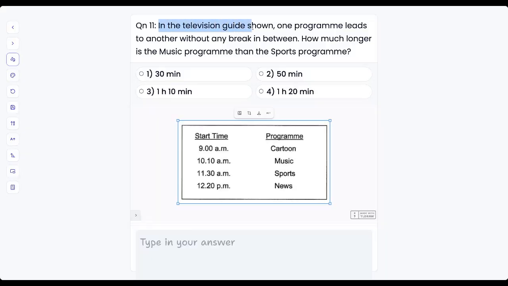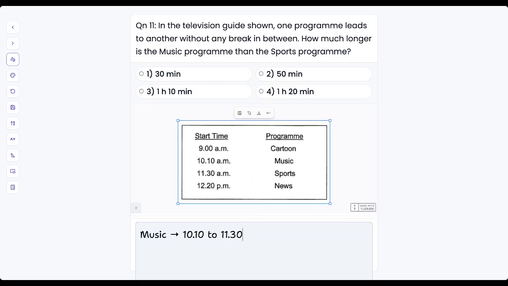In a television guide shown, one program leads to another without any break in between. How much longer is the music program than the sports program? So, music program to the sports program. In this case over here, for music, the length is 10 AM to 11:30 AM, which is equal to 1 hour and 20 minutes.